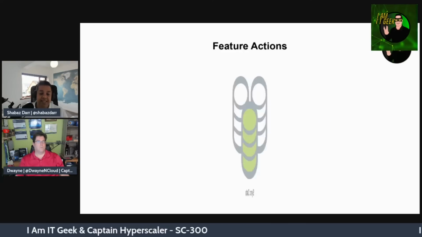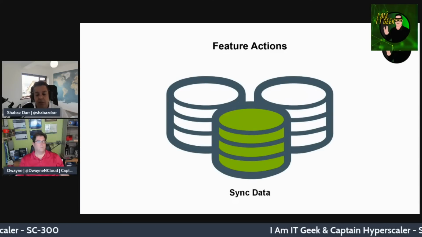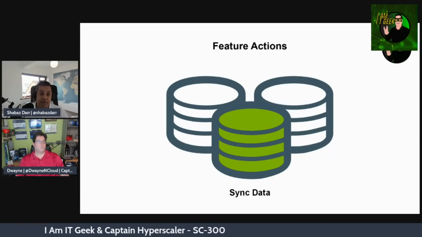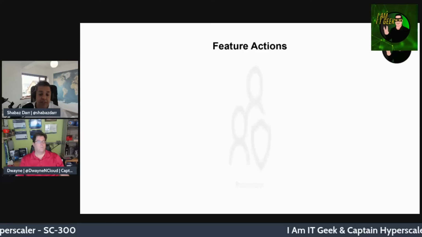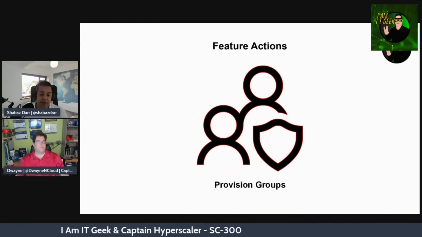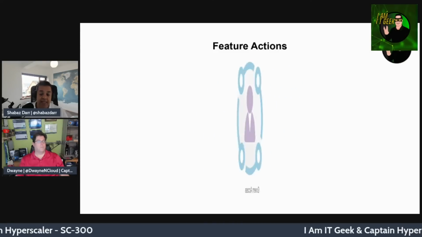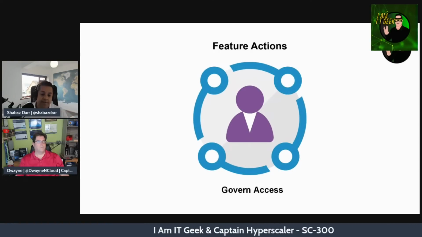Next feature I want to talk about is syncing data. This is synchronizing data between different systems. You need to ensure that identities in the apps and systems are kept up to date based on changes in the directory or the HR system. Another feature action is provision groups, so provisioning a group to the application that supports them. Another feature action is governing access, so monitoring and auditing who has been provisioned into what applications.